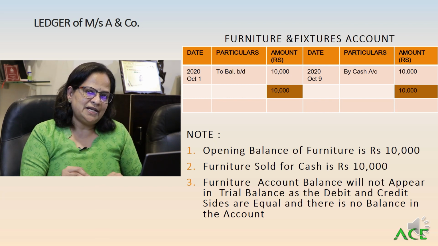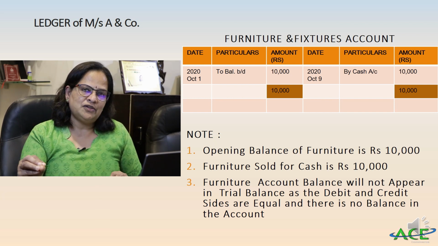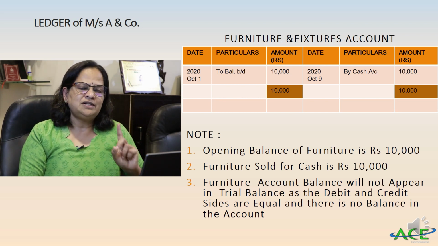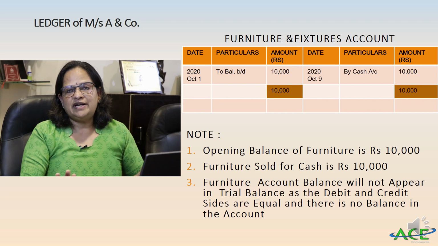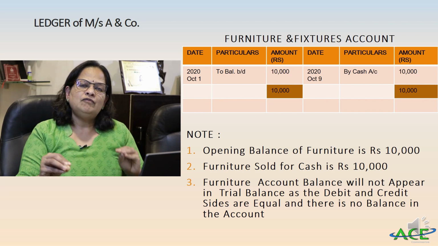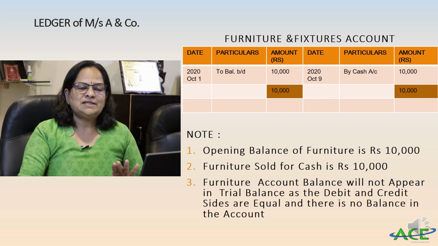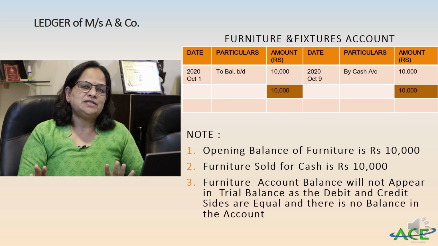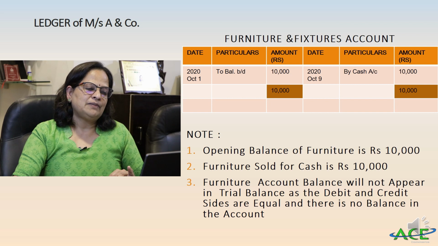If there is a credit side difference, we take it to the credit side of the trial balance. If there is a debit side difference, we take it to the debit side of the trial balance. Here it is nullified. There is no balance, so this item will not come in the trial balance. That means furniture and fixtures are no longer with the organization. They sold that item.